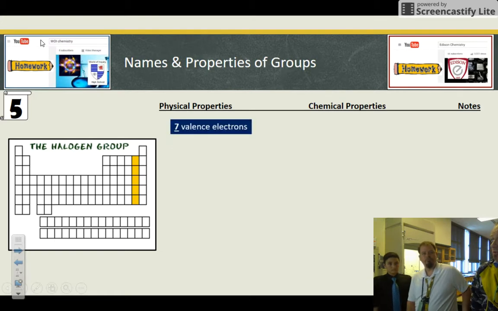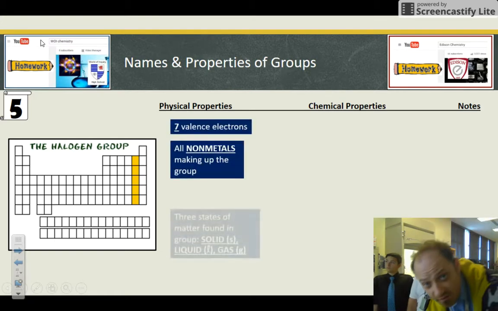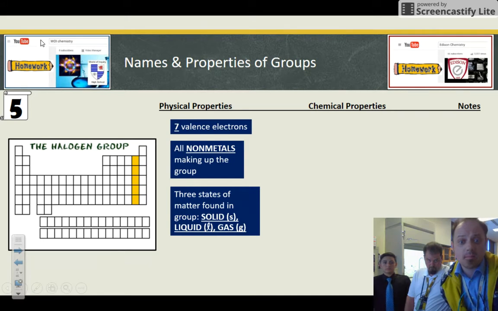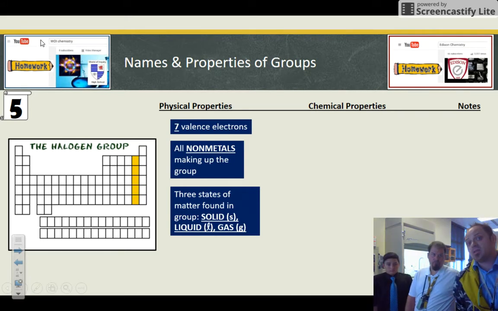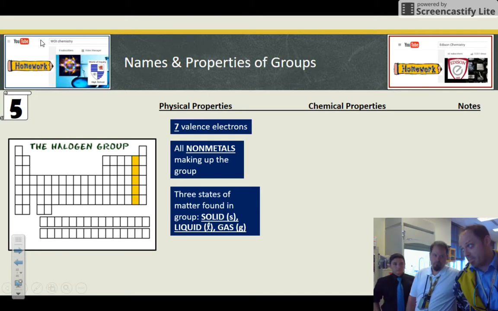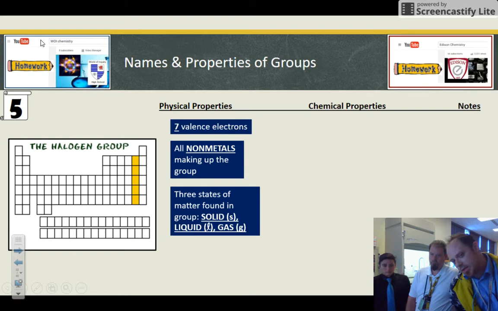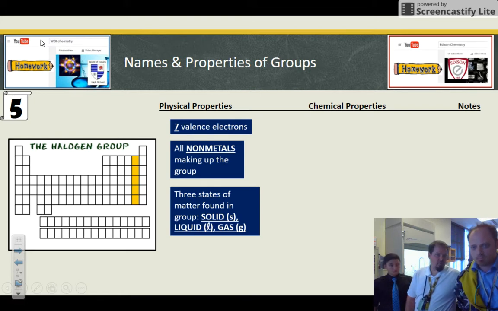Okay, halogens. Physical properties. These are the first non-metals. They have 7 valence electrons. There are 3 states of matter represented in this group. Solids towards the bottom, liquids smack dab in the middle with bromine, and then the gases are at the top. Yes, I've seen that as a multiple choice question.